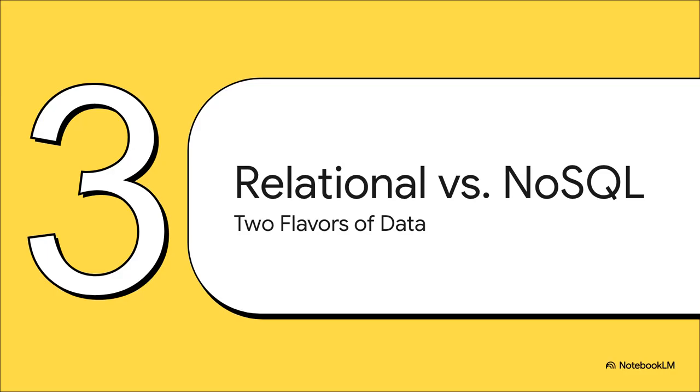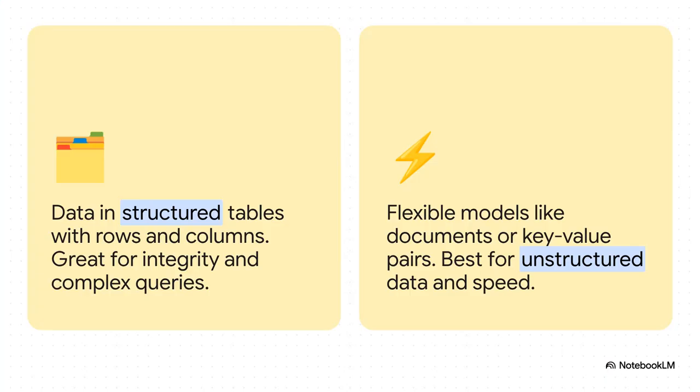Now, this is where things get really interesting, because not all databases are created equal. You basically have 2 main philosophies, or flavors, when it comes to storing data, and choosing between them is a huge deal. On one side, you've got relational databases. Think of a perfectly organized spreadsheet, but on steroids. Everything is in neat tables with rows and columns. The rules are strict, which is fantastic for making sure your data is clean and consistent.